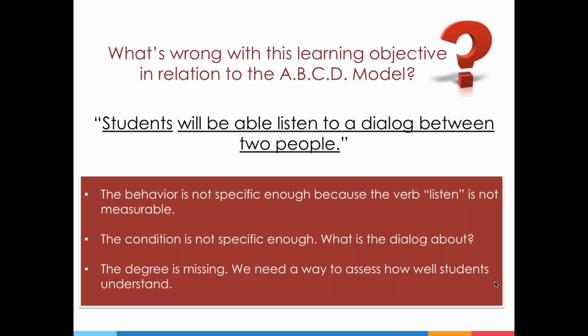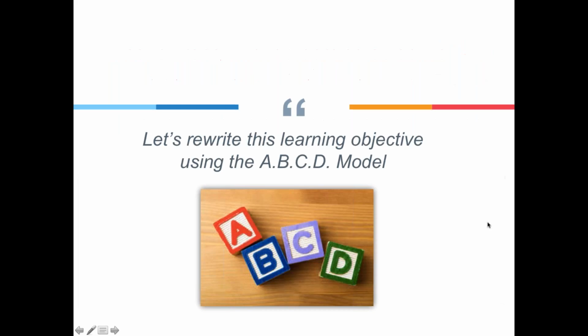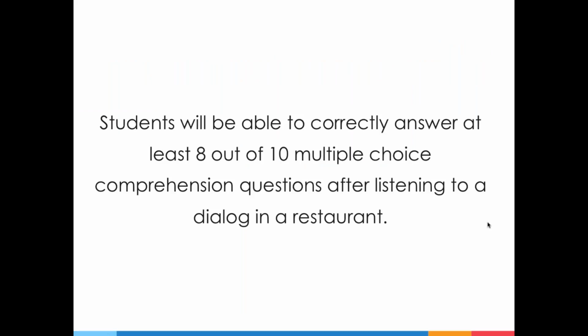So again, we need to rewrite this learning objective. So here's what I was thinking. Students will be able to correctly answer at least 8 out of 10 multiple choice comprehension questions after listening to a dialogue in a restaurant. Now, this learning objective is a little bit more complicated than the ones we've seen before because of the placement of the pieces, but that's okay because we can still see that audience, behavior, condition, and degree are all there.